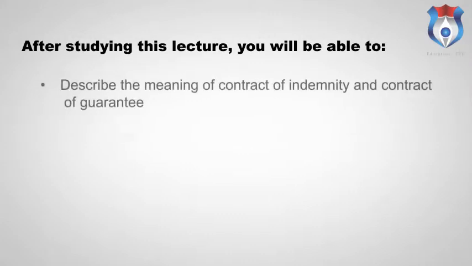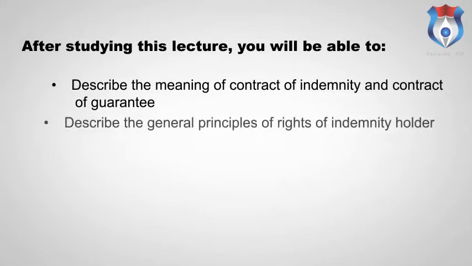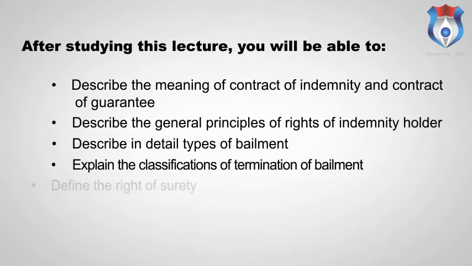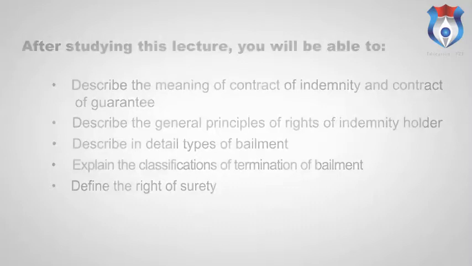After this lecture, you will be able to learn the following objectives. Describe the meaning of contract of indemnity and contract of guarantee. Describe the general principles of rights of indemnity holder. Describe in detail types of bailment. Explain the classifications of termination of bailment. Define the right of surety.